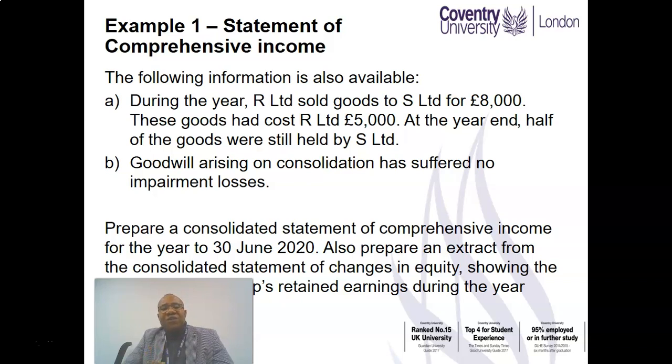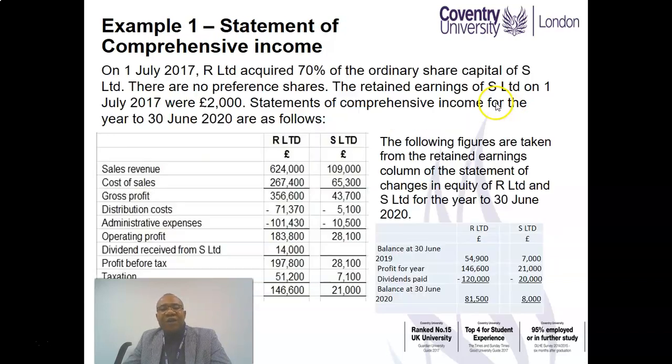Now the process is relatively simple. First, bear in mind that there is a sale between R and S of 8,000. This 8,000 would have been included in R's sales of 624,000, and the same 8,000 would have been included in the cost of sales of S Limited. So we need to eliminate this.